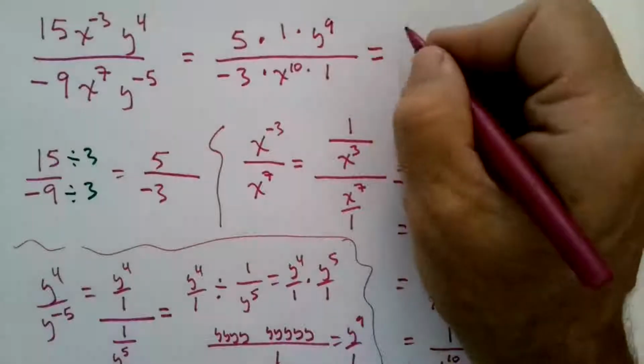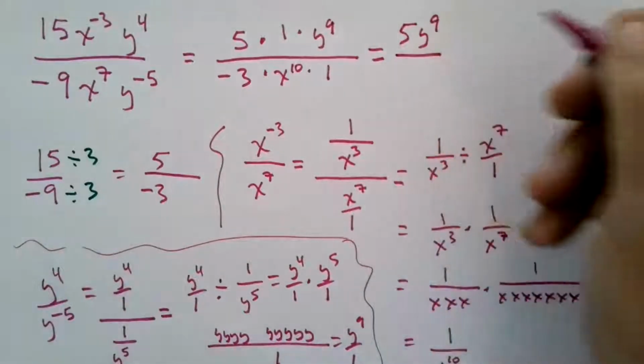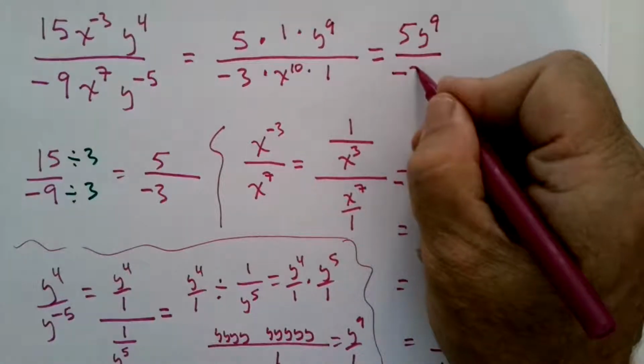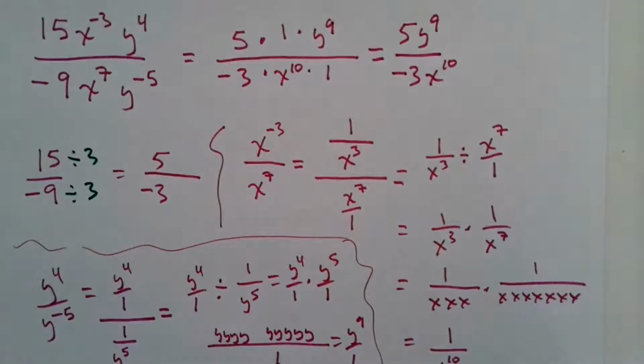5 times 1 times y to the 9th. 5y to the 9th upstairs. Downstairs, negative 3 times x to the 10th. And that's my first answer of that type.